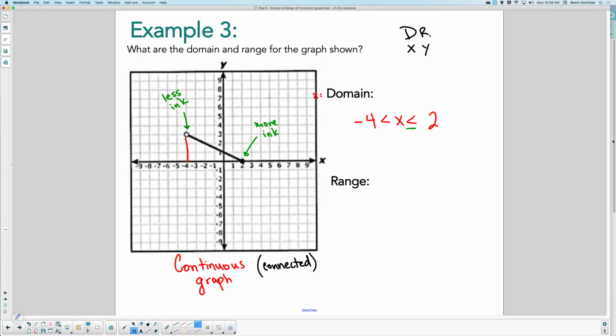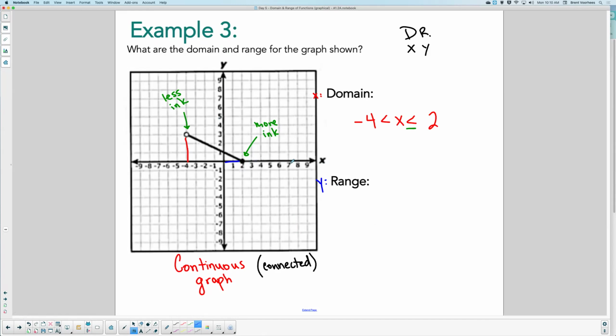Now let me do the range. Range deals with what values? The Y values. Now with Y, we go bottom to top. We don't go left and right. Left and right are X values. We're doing bottom to top. The lowest point on this graph is right here. Very good. You did not say 2. Why would you not say 2?